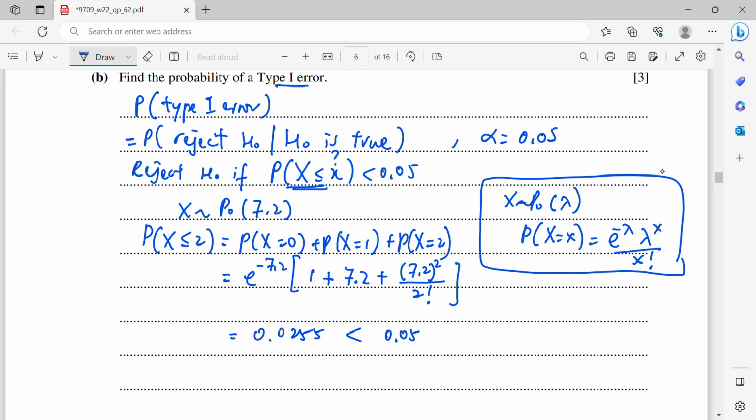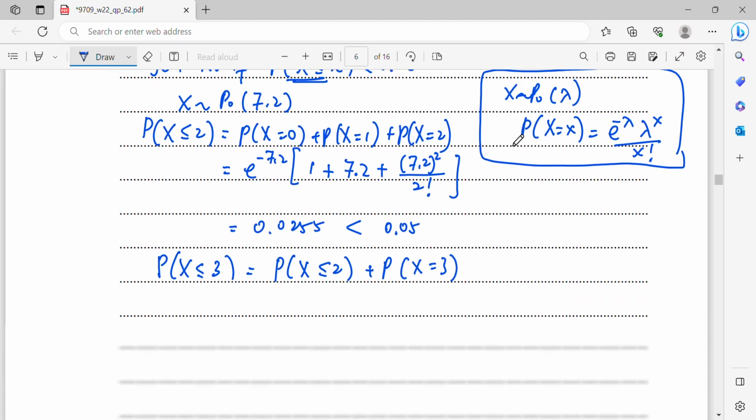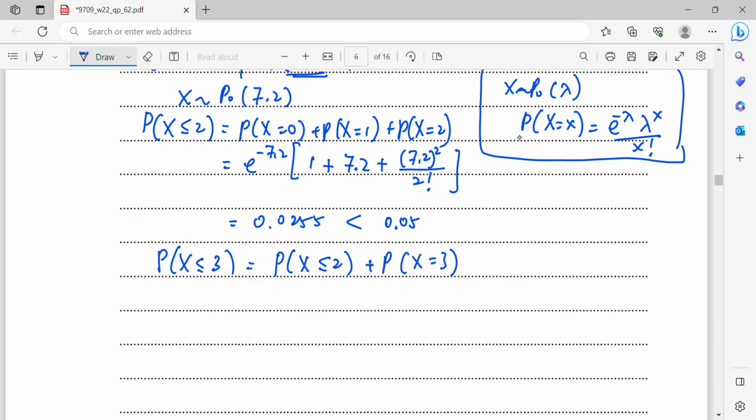So what happens to the next x, which means x less than or equal to 3. When P(X ≤ 3), I will say that it is P(X ≤ 2) plus P(X = 3). Okay, so we do not need to recalculate the first three probabilities. So now from here, okay, I will write this.